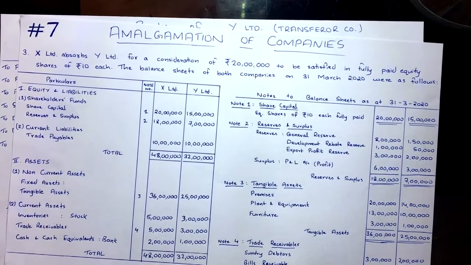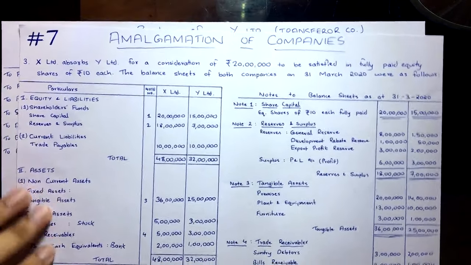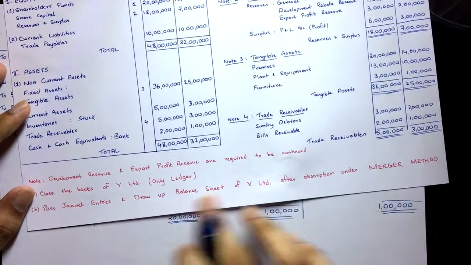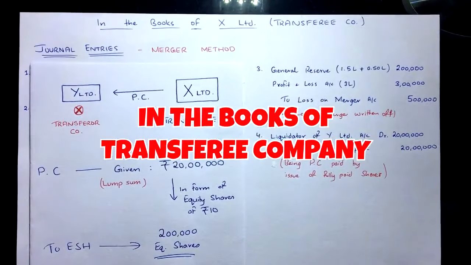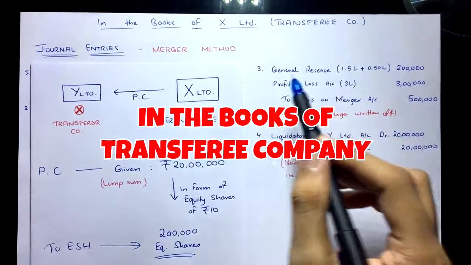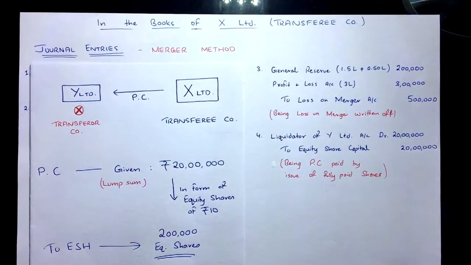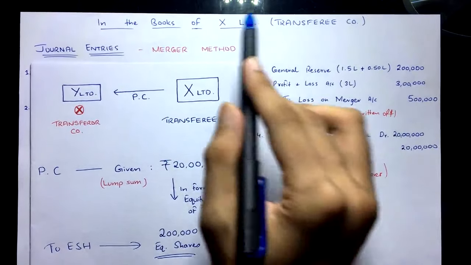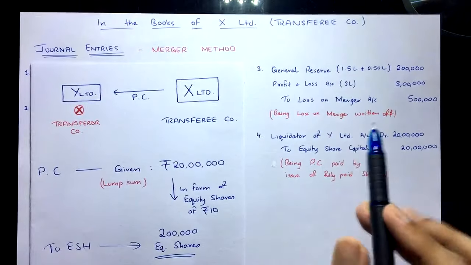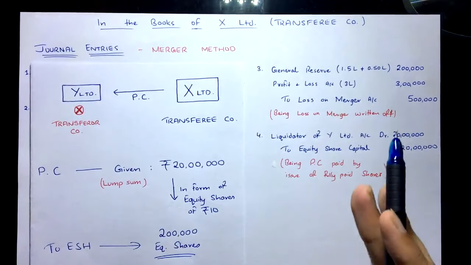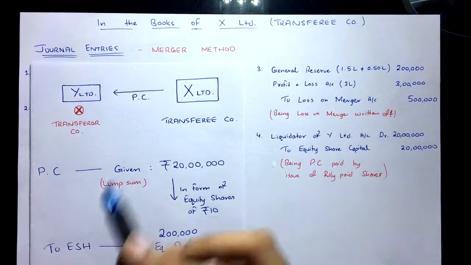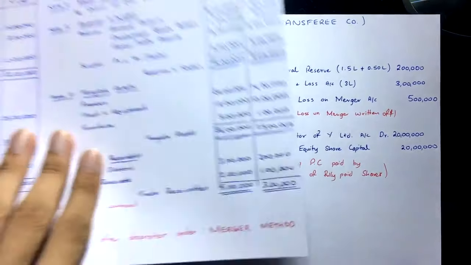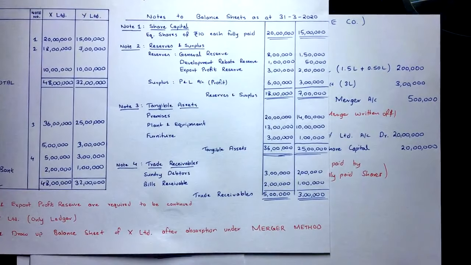Okay, now let's do the second requirement, that is pass general entries and draw a balance sheet. Yeah, now let's see how to pass the general entries in the books of X Limited, the transferee company, right? So now here you have to think from the point of view of X Limited, because you are preparing the books of X Limited. Simple. Now here this question is amalgamation in the nature of merger. Yes, the merger method we have to use.